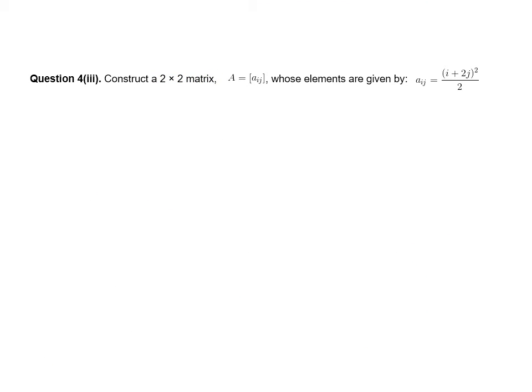So we have our last part of the question, where we have to construct a 2 cross 2 matrix, and the general formula to find the elements of this matrix is Aij is equal to (I plus 2j) raised to the power 2 divided by 2. So I need not show you this with the help of a matrix, as I already showed you in the first part. So I'll directly show you the solution. Now moving to the solution.